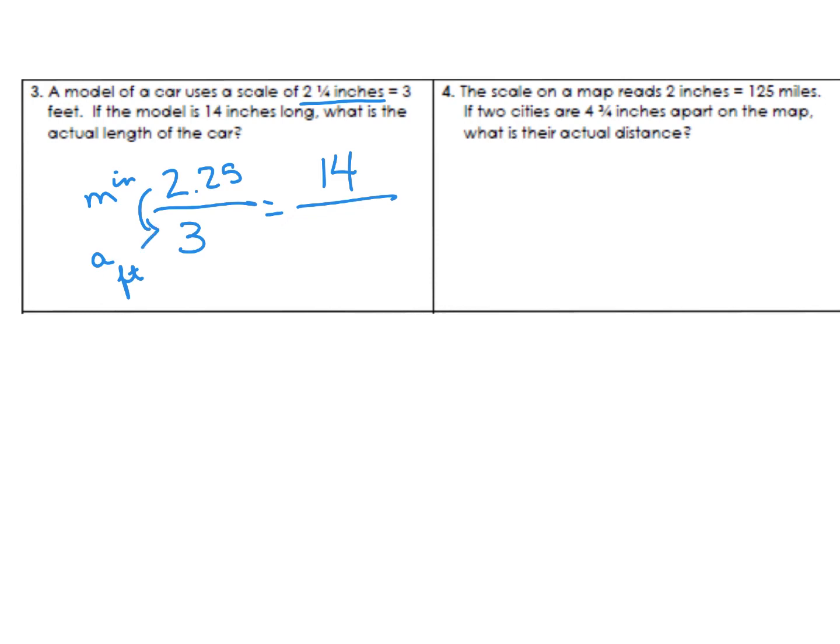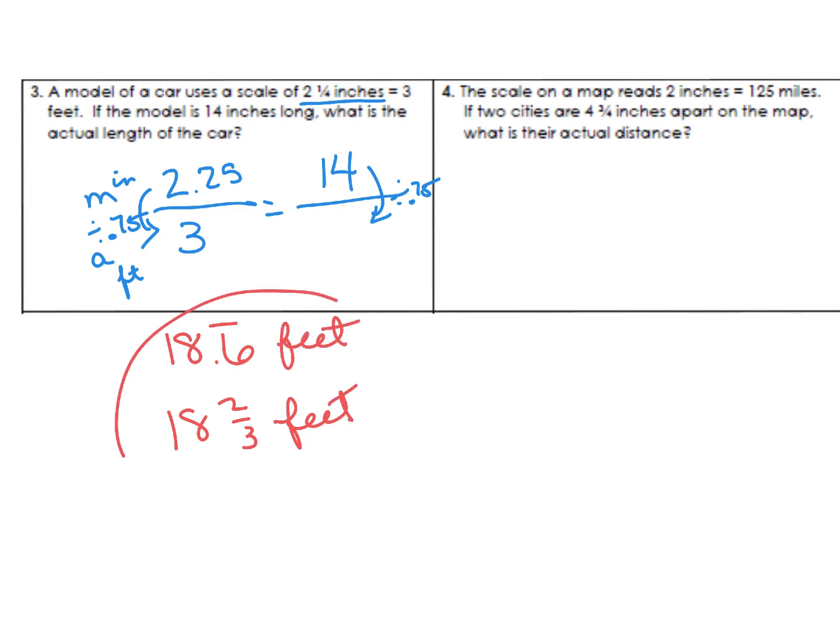I'm going to do 2.25 divided by 3, which means I'm going to divide by 0.75. So over here, I'm going to divide by 0.75. And I actually tested it, 2.25 divided by 0.75 gives me 3. So 14 divided by 0.75 is going to give me a decimal, so we're going to do it both ways: 18.6 repeating, which is 18 and 2/3 feet. And I don't care which way you give it to me, in decimal or fraction, it doesn't matter.